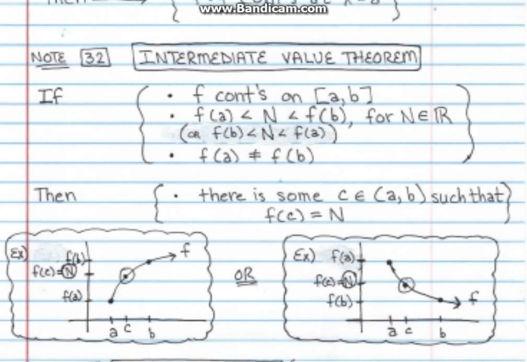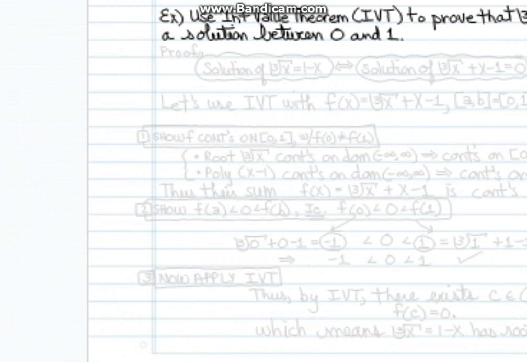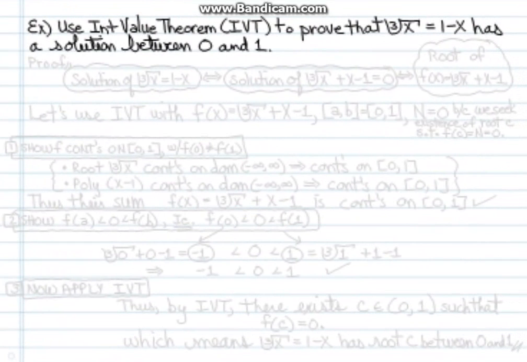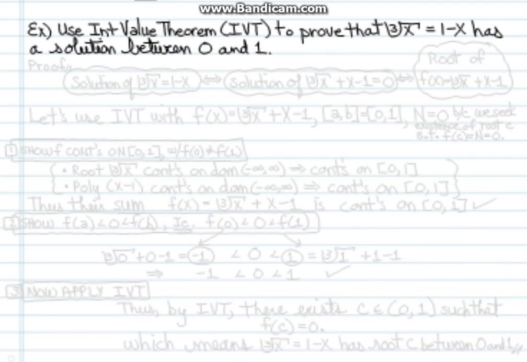All right, now let's go to our example. Over here, we're asked to use the intermediate value theorem to prove that the cube root of x equals 1 minus x has a solution between x equals 0 and x equals 1. What does it mean to say that this guy has a solution? Here's our proof. A solution of this expression, this cube root of x equals 1 minus x.